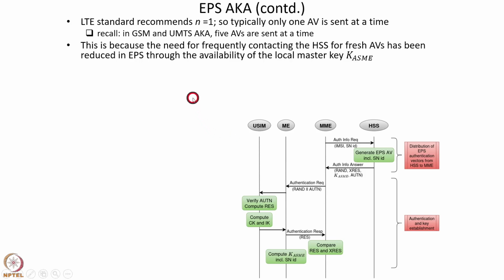The reason is that the need for frequently contacting the HSS for fresh authentication vectors has been reduced in EPS through the availability of the local master key KASME. This KASME is sent from the HSS to the MME as part of the authentication vector. That is shown here. The KASME is included in the authentication vector, and it acts as a local master key with this MME. From this local master key, other keys are derived, which are used for confidentiality and message integrity. So this KASME itself is not used for confidentiality and message integrity, but instead keys that are derived from the KASME are used for confidentiality and message integrity.